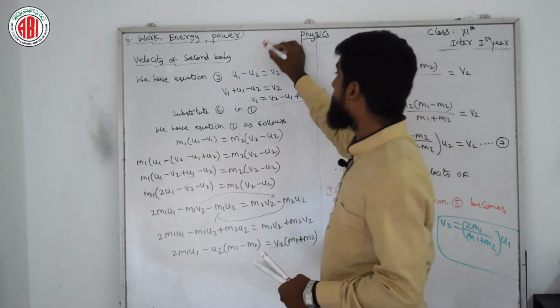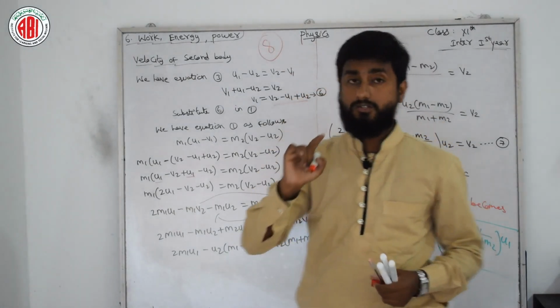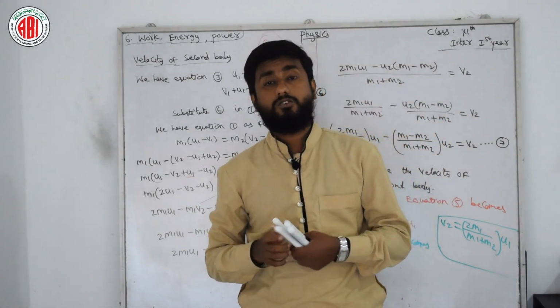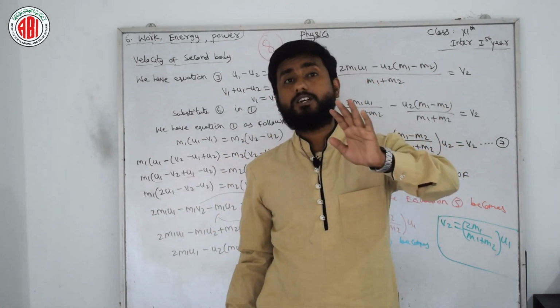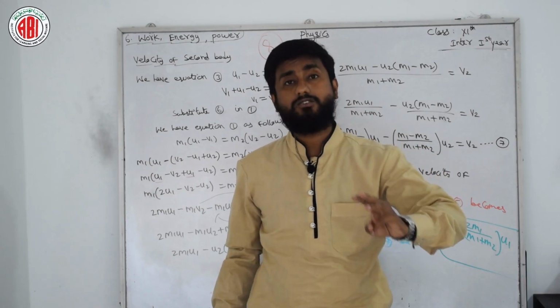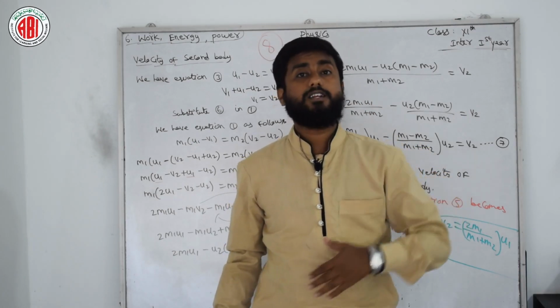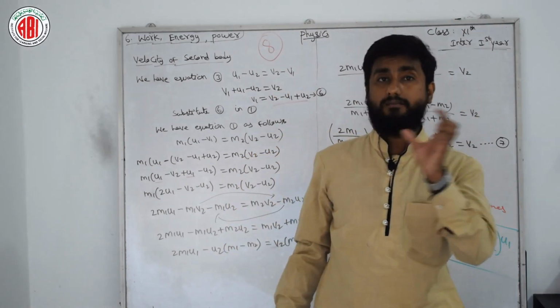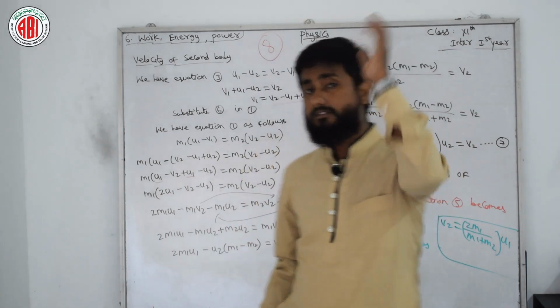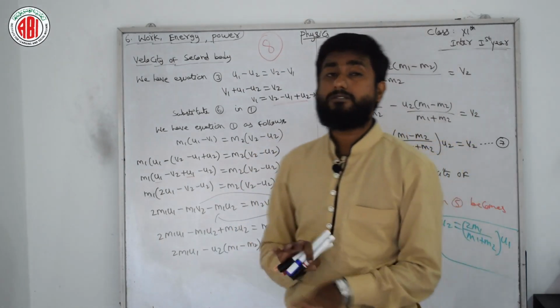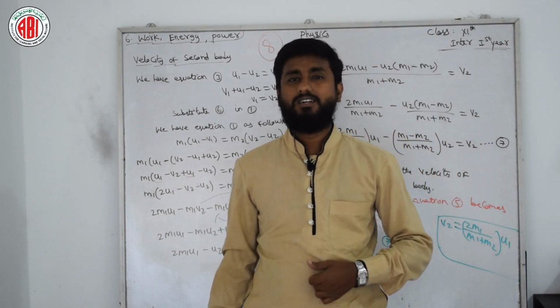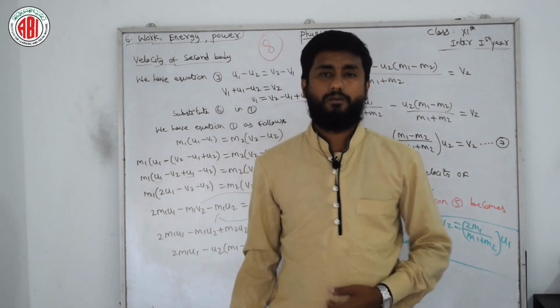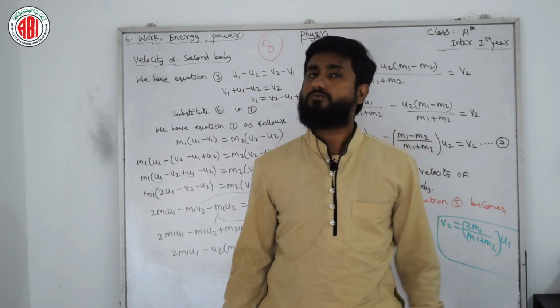So the procedure you have to follow: first you need to define collision. After defining collision, you need to write the elastic collision definition and inelastic collision definition. After that you need to derive one dimension elastic collision from equation 1 to equation 7. Complete the procedure, because 8 marks is not small. So you need to work more. The same question might be asked like this.